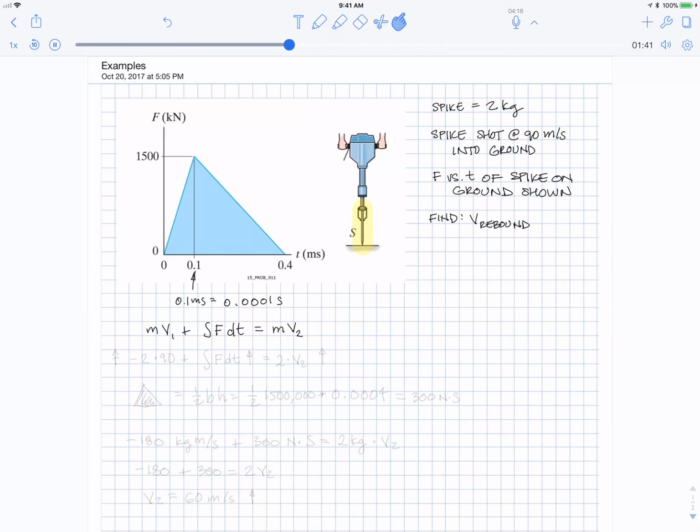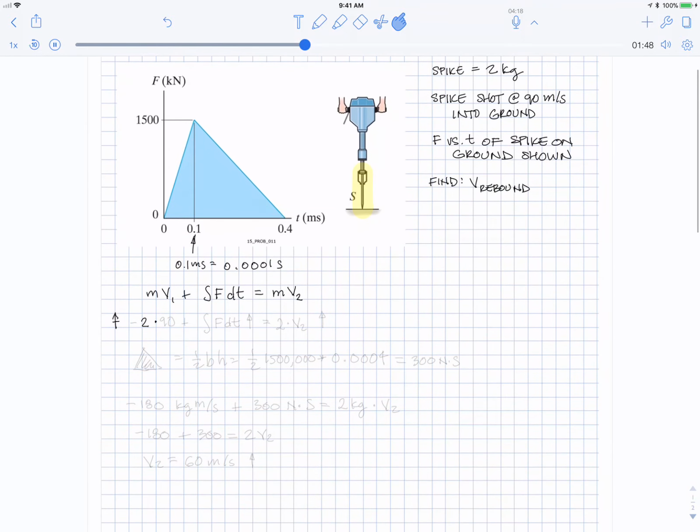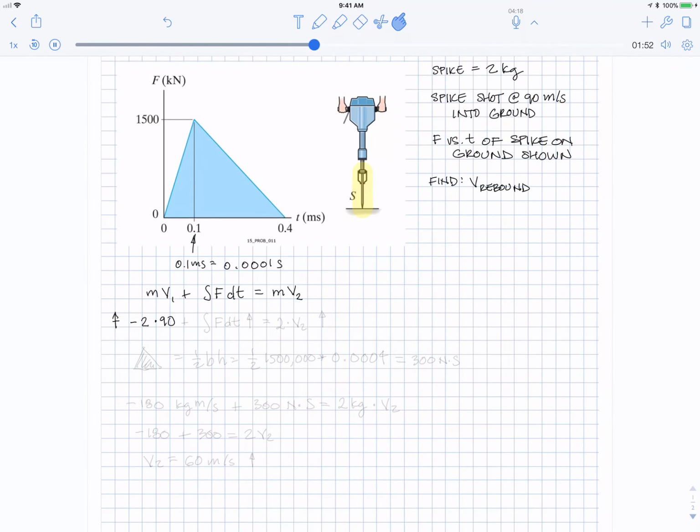So let's pick a direction as positive. I'm going to take up as positive. So that means this 2 kilogram spike going at 90 meters per second, that's negative momentum because it's going down. And then we're going to do the integral of F dt, which is an impulse of the ground on the spike, which will be up, and will equal the mass, which is still 2, times the new velocity, v2, going up. And so what we need to do is get this integral of force dt in terms of Newton seconds.